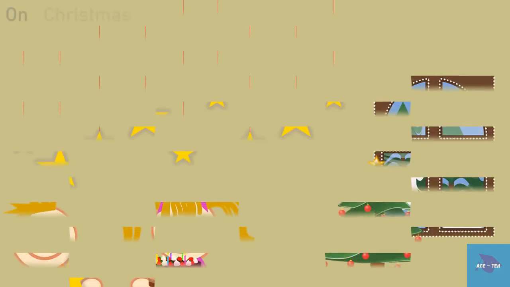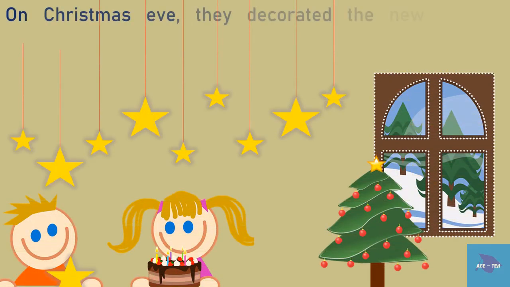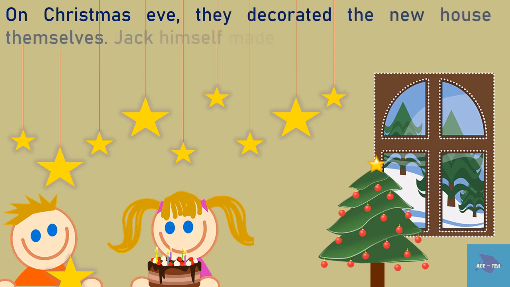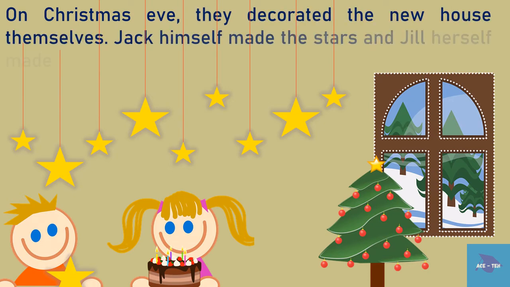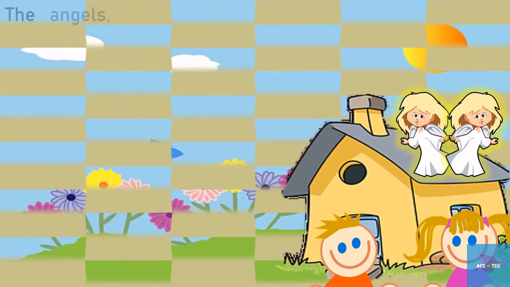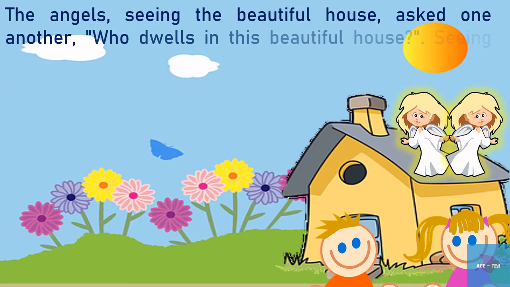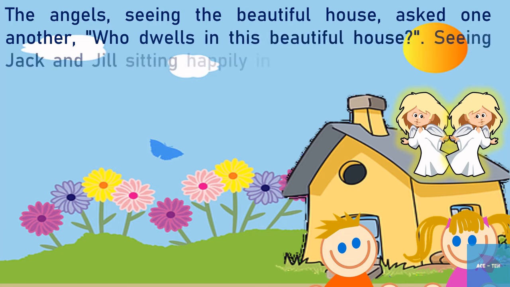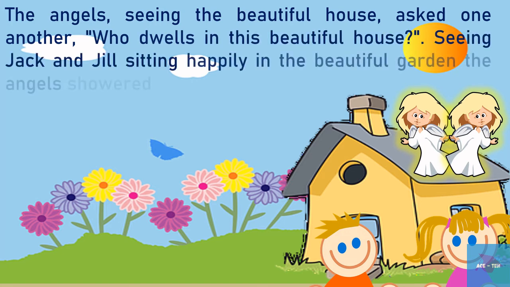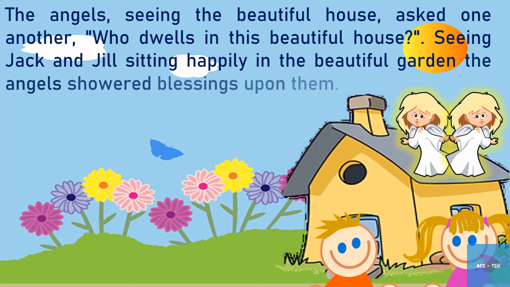On Christmas Eve, they decorated the new house themselves. Jack himself made the stars and Jill herself made the cakes. The angels, seeing the beautiful house, asked one another, "Who dwells in this beautiful house?" Seeing Jack and Jill sitting happily in the beautiful garden, the angels showered blessings upon them.